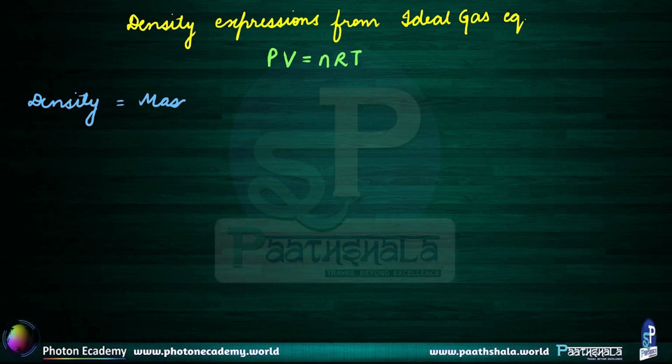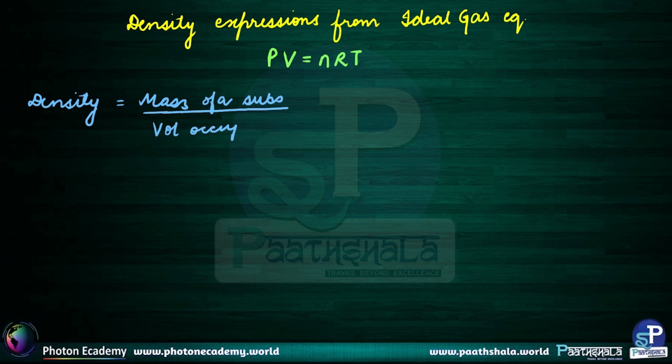Next, we have to derive the density expression from the ideal gas equation. Now let's remind ourselves what the ideal gas equation was. It was PV = nRT, right? And according to our knowledge of density, how do we define it? It is defined by the mass of a substance divided by the volume occupied by the substance.